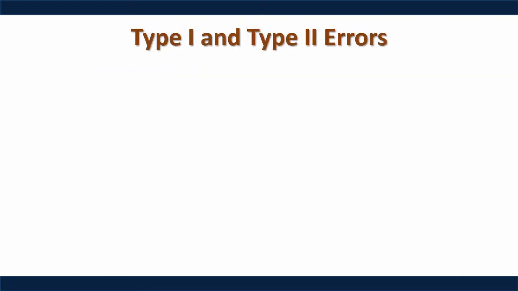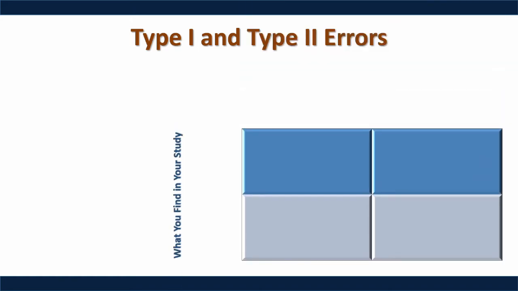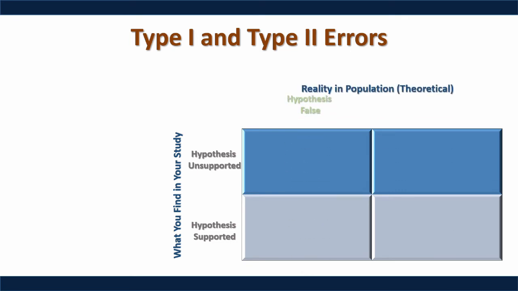Let me make a quick point here about type 1 and type 2 errors. For any research project you decide to do, you're going to have at least one research question or hypothesis. You're going to collect the data on that hypothesis, analyze the data, and draw a conclusion based on the results. You can do one of two things from your study. You can say that your hypothesis is unsupported, meaning that there's no significant relationship between the variables, or supported, meaning that there is a significant relationship. But there's also something happening in the backdrop of your study, and that's what's happening in reality, or at the population level.